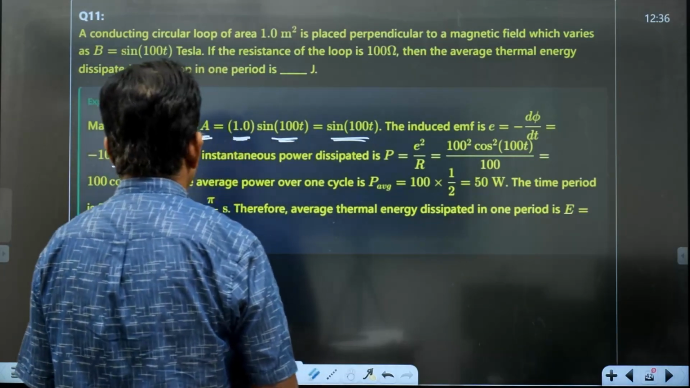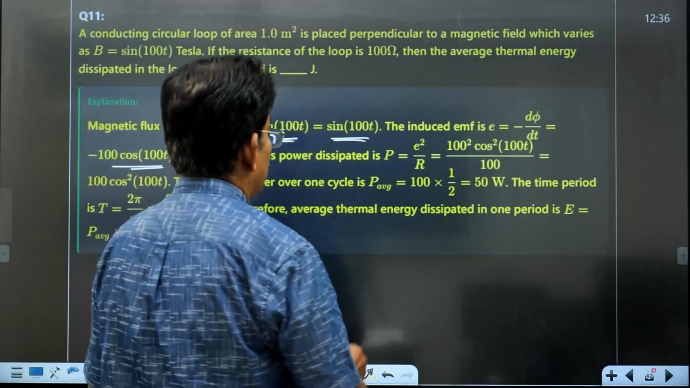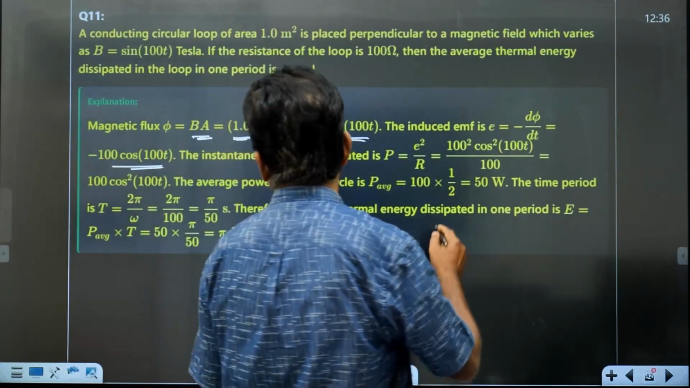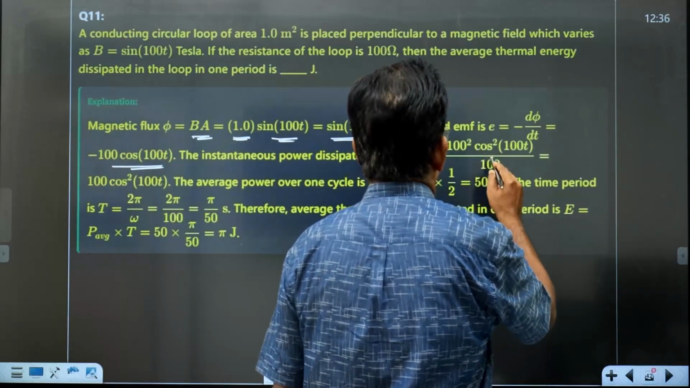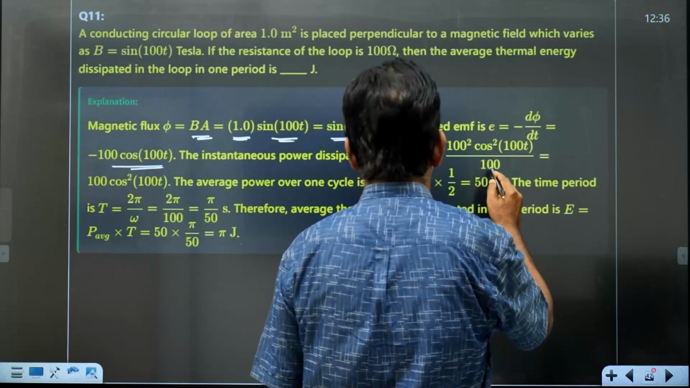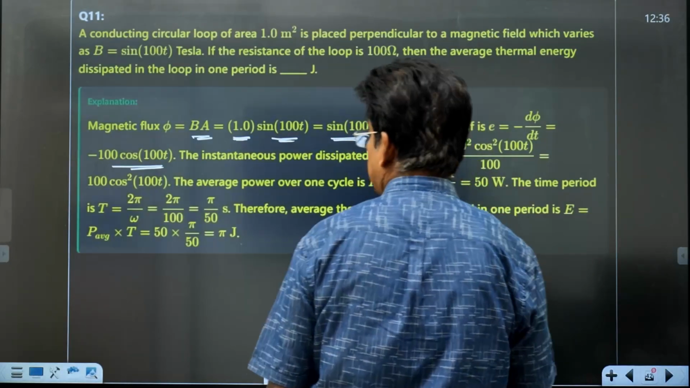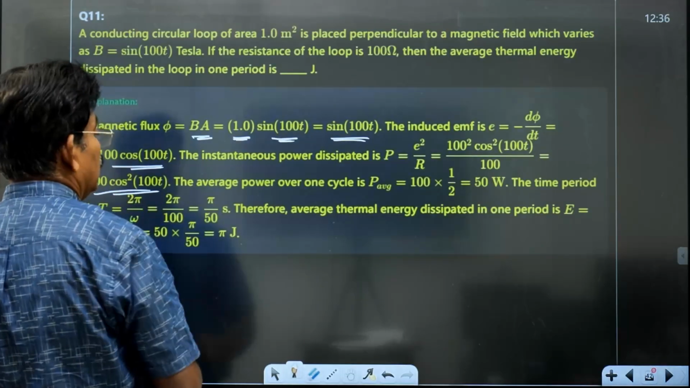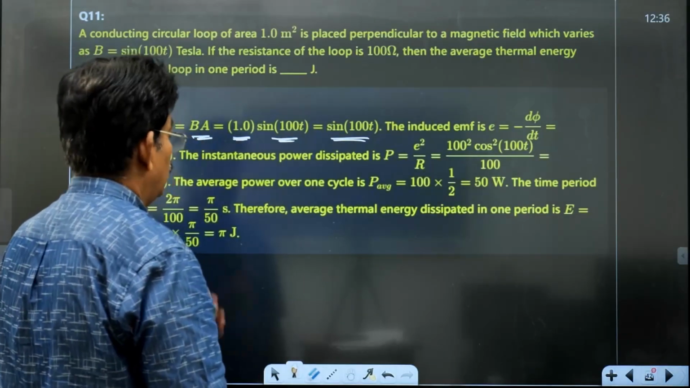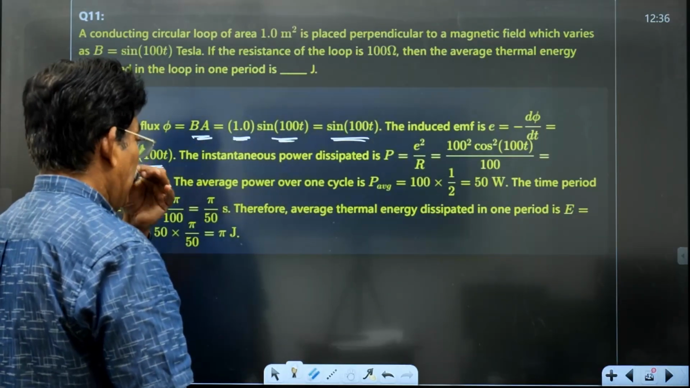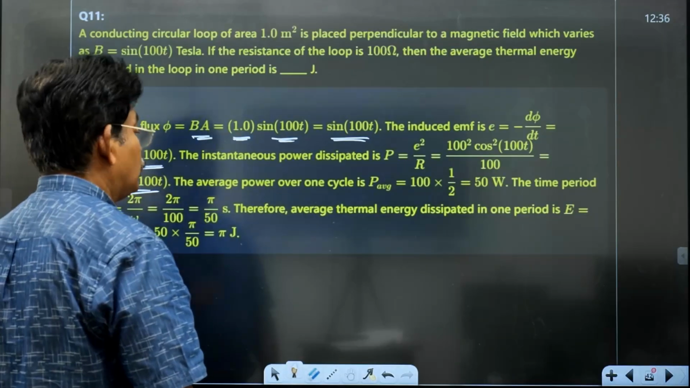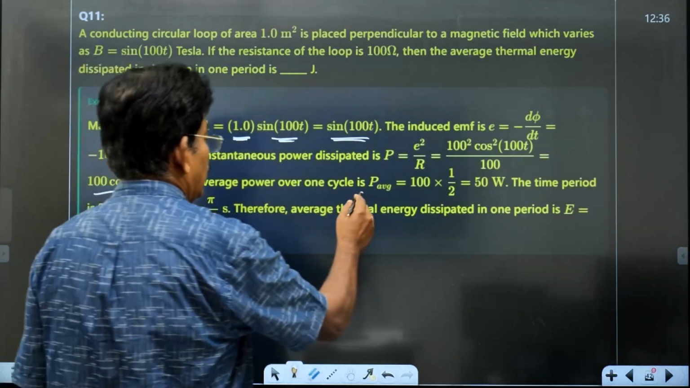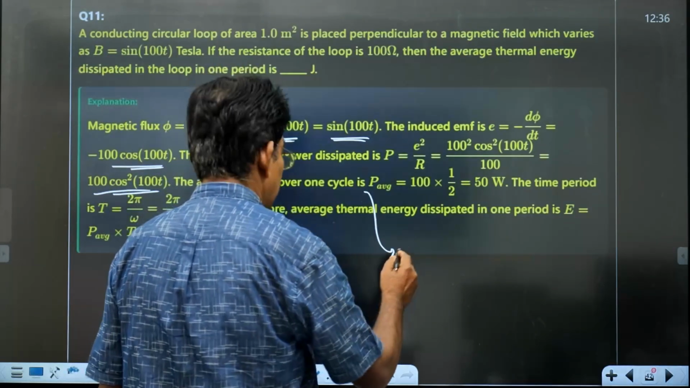Then instantaneous power is given by E squared by R. E squared by R will be 100 squared cos square 100 t divided by R, where R is 100. The 100 gets cancelled, and we get 100 cos square 100 t. That is the instantaneous power. Then how to get average power? So I'll write that calculation of average power separately.